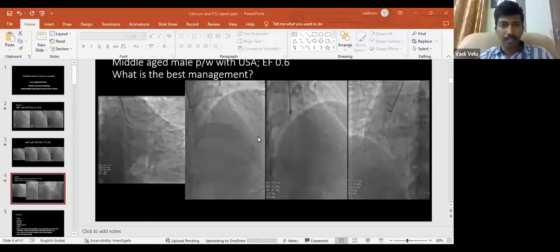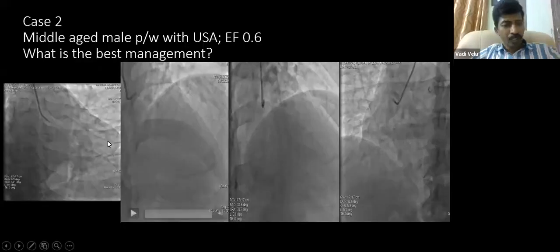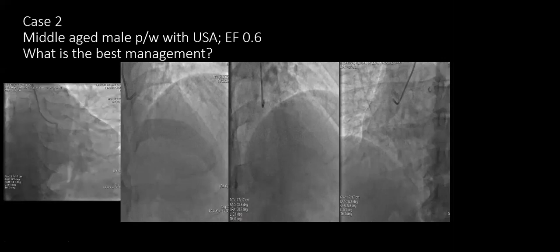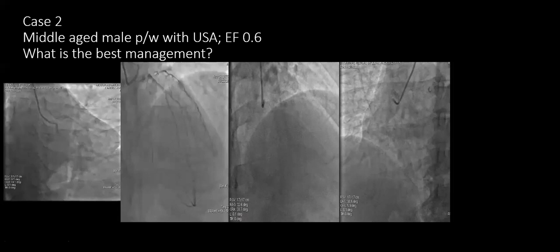This is the second case. He's a middle-aged male who presented with unstable angina. Ejection fraction was okay. As you can see here, he had triple vessel disease, and there are long calcified stretches all the way from proximal LAD to distal LAD. RCA also showed a long segment of calcific disease. So what will be the best management in this patient?